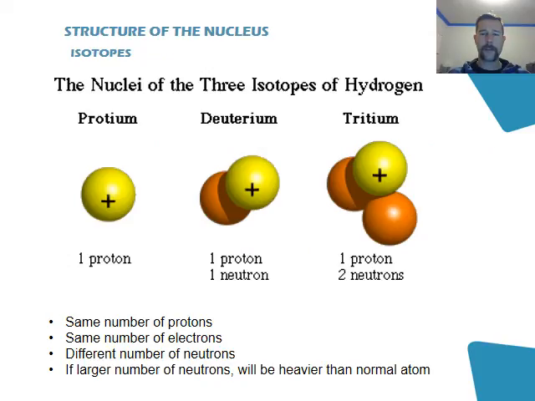Isotopes are different versions of an atom of an element. Every atom in an element has the same number of protons. That's what defines it as that particular element. However, an isotope of the atom has a different number of neutrons. So looking at our example of hydrogen, every hydrogen atom has one proton. An isotope of hydrogen might have 0, 1, or 2 neutrons.